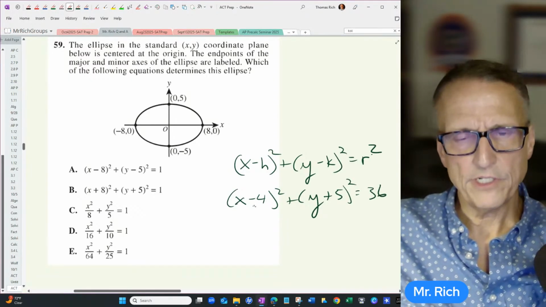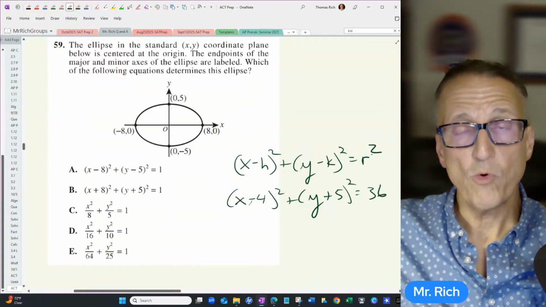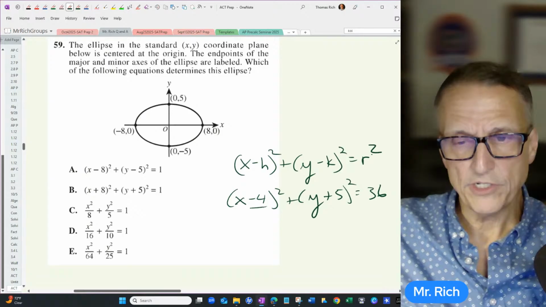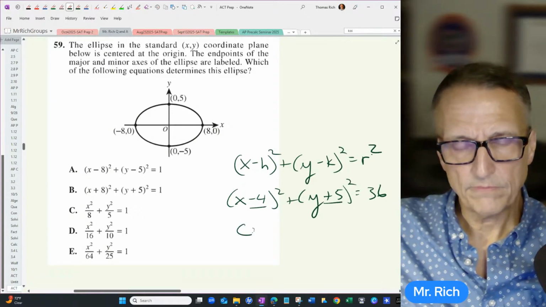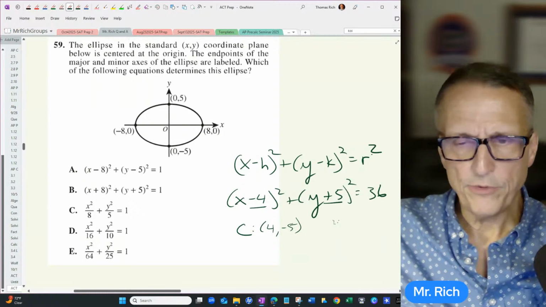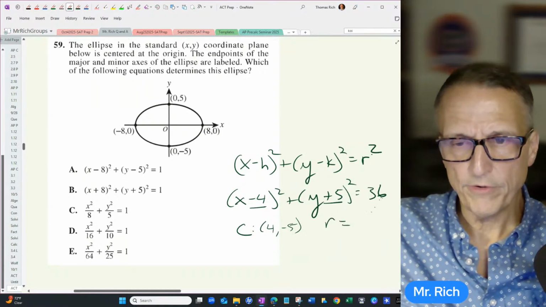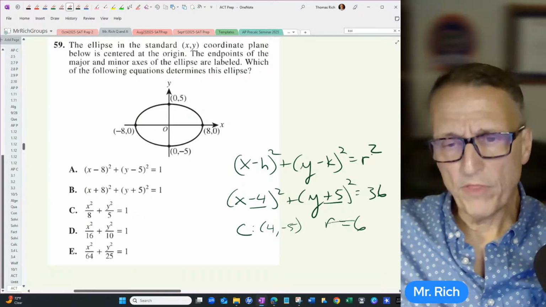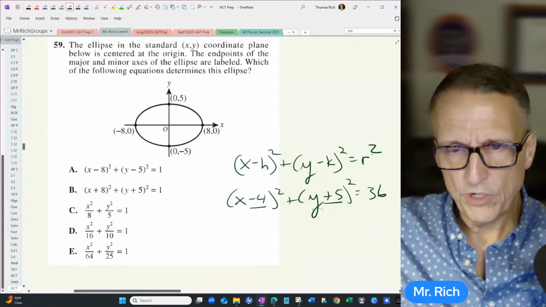That would tell you that the center of this circle would be at 4, comma, -5, right? You change the sign on these. So your center is 4, comma, -5, and you would know that your radius is going to be the square root of 36, which is 6.